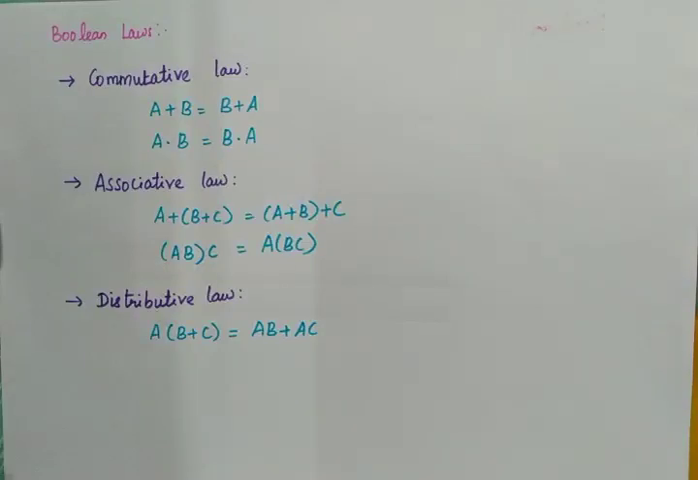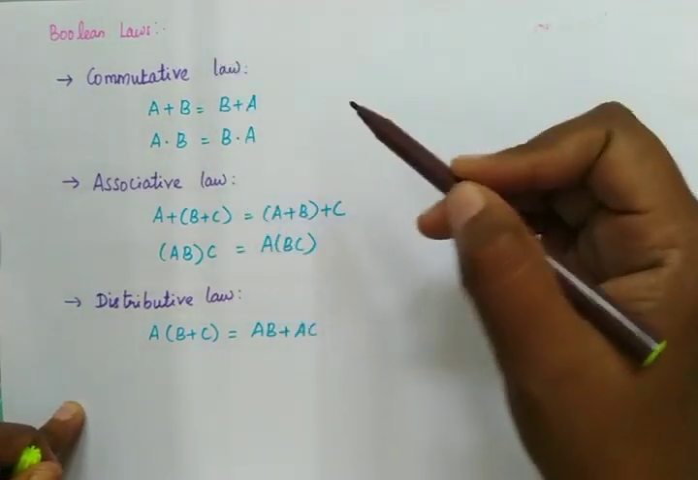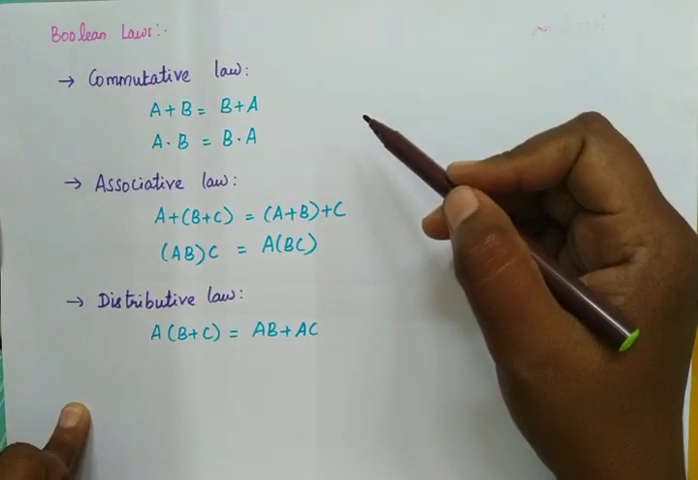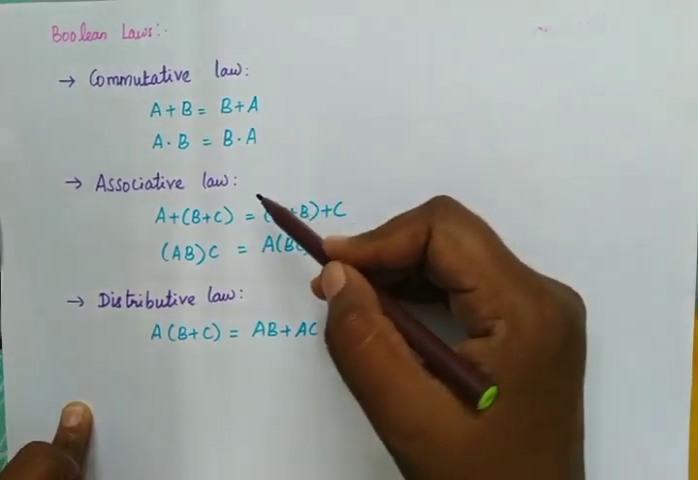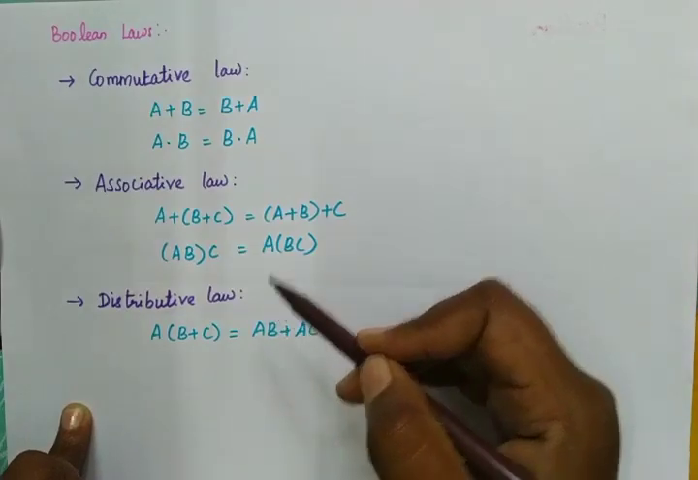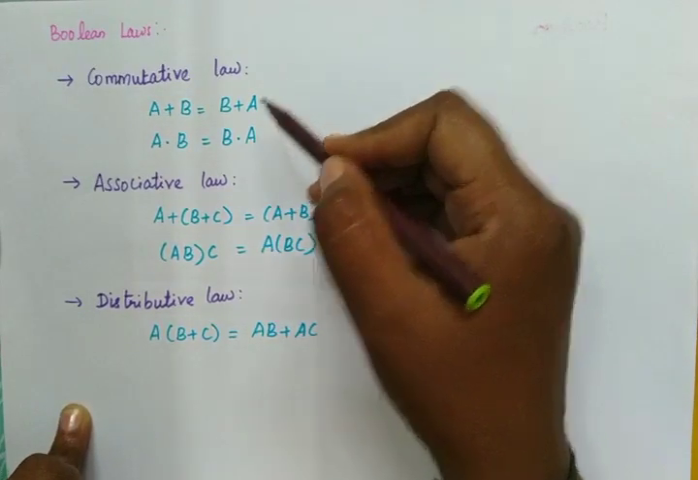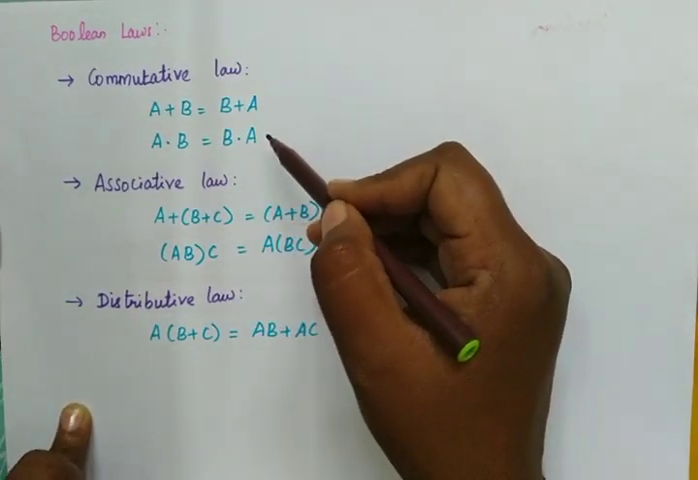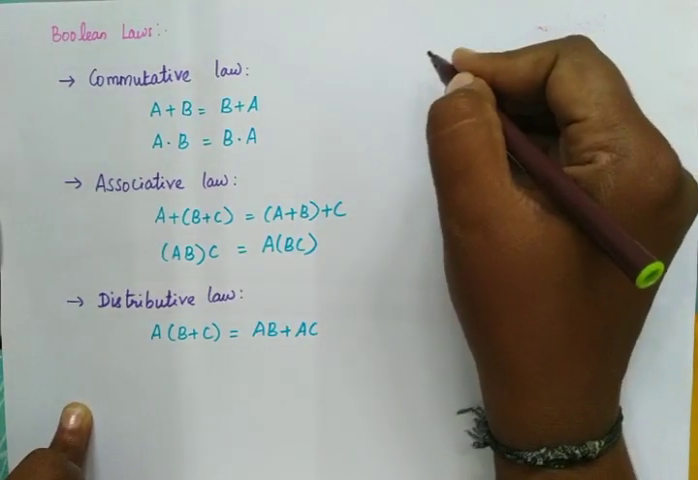Good morning all. Today we'll see Boolean laws and how to minimize this Boolean expression. And these are the Boolean laws. You might have studied this at school level, that is in plus 1, plus 2: commutative law, associative law, distributive law. For example, commutative law is given by a plus b is equal to b plus a. And we can prove this like this.